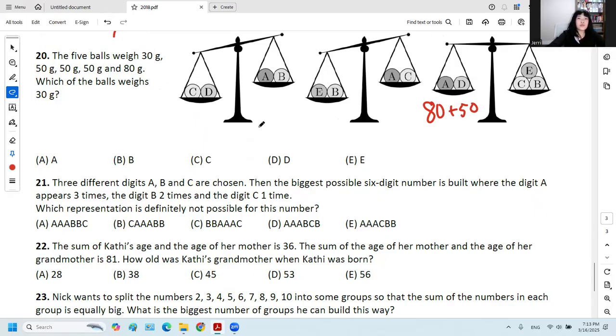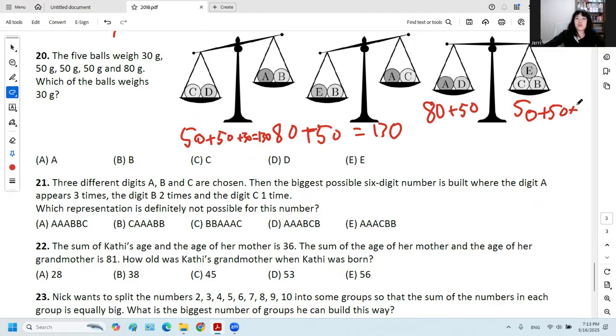Because 80 plus 50 equals 130. And then 50 plus 50 plus 30 equals 130. So right here, this is 50 plus 50 plus 30. So the ball can be either C, E, or B. A and D are not right.